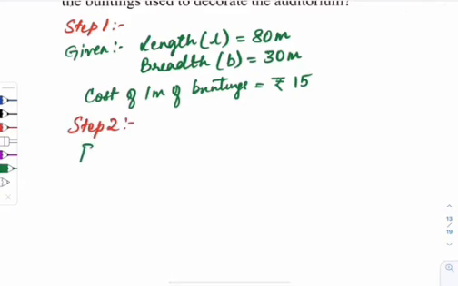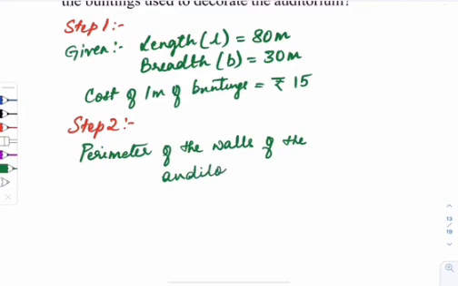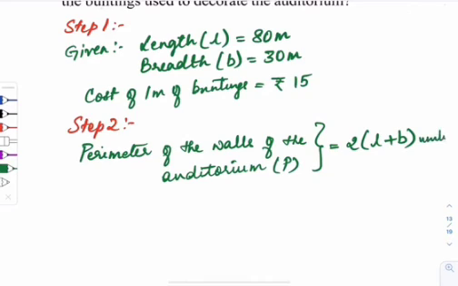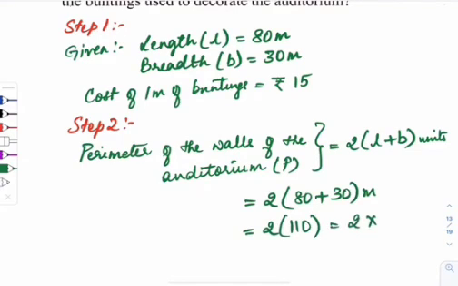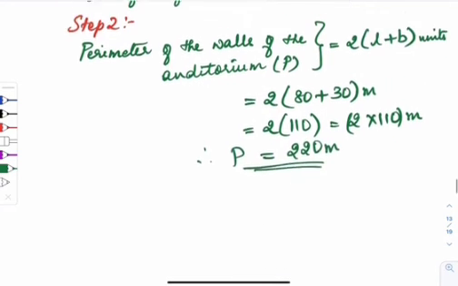Now for step 2, the perimeter of the walls of the auditorium, that is, we have denoted it as P, is equal to 2 into (L plus B) units. Correct, children? Now we have got L and B, so we will just replace L and B with the data we have got. 2 into (L is 80, B is 30) and the unit is meters. Now 80 plus 30 is 110. This could be written as 2 into 110 meters. Now 2 into 110 is nothing but 220 meters. Therefore, P is equal to 220 meters.